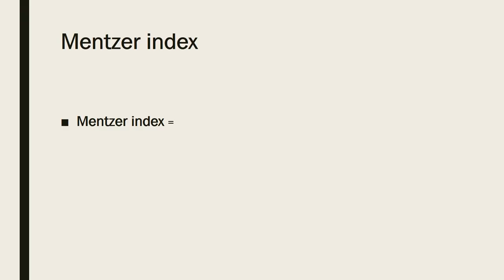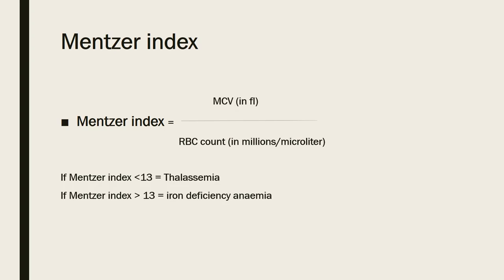Then we have to calculate the Mentzer index to differentiate thalassemia from iron deficiency. In this, MCV in femtoliters should be divided by RBC count in millions per microliter. If it is less than 13, that means the child is having thalassemia. If it is more than 13, that means the child is having iron deficiency anemia. Because we know MCV will be decreased in both, while the RBC count will be increased in thalassemia and will be decreased in iron deficiency anemia.